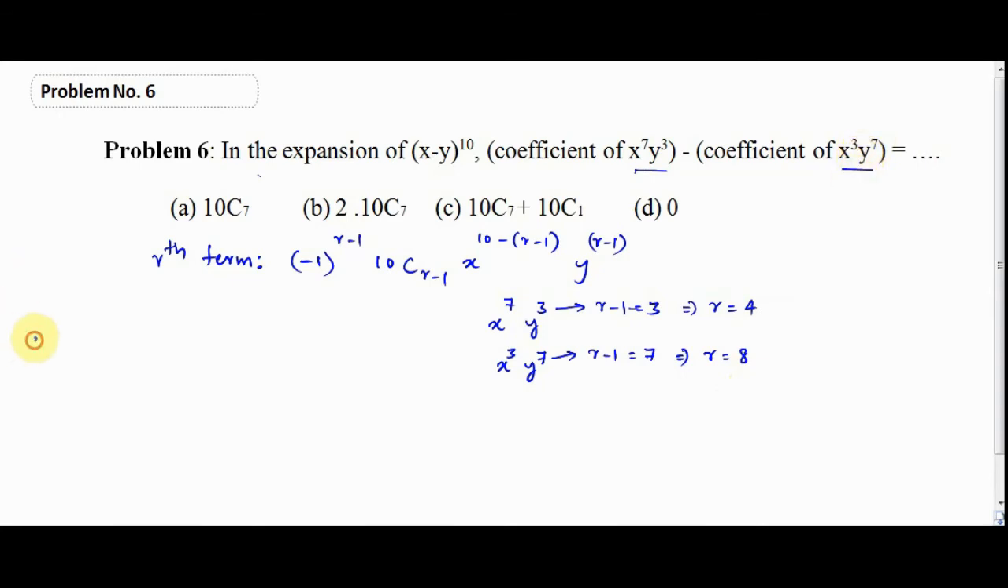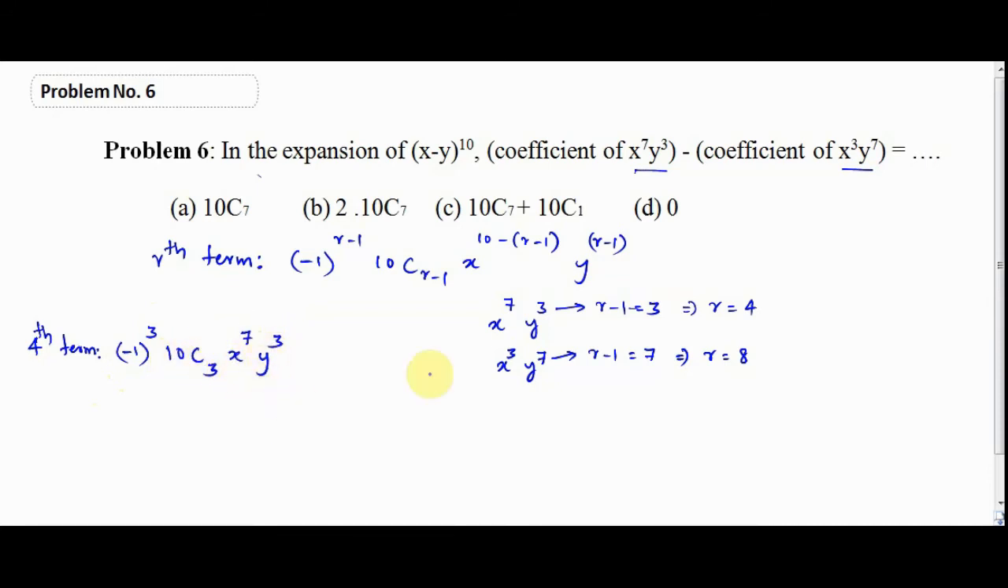Okay, so let's see what the fourth term will be. The fourth term in the expansion, as per this formula, will be minus 1 raised to 4 minus 1, that is 3, into 10C(r minus 1), so 10C(4 minus 1), that is 10C3, into x raised to 10 minus (4 minus 1), that is 10 minus 3, that is 7. So x raised to 7 into y raised to 4 minus 1, that is 3. So the fourth term will be minus 1 raised to 3 into 10C3 into x raised to 7 y raised to 3.